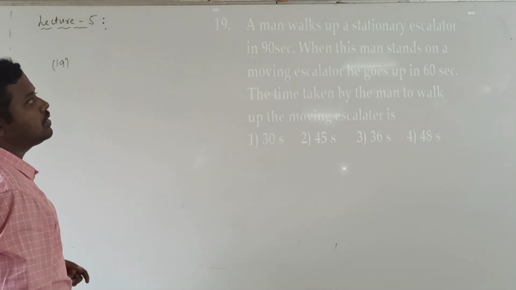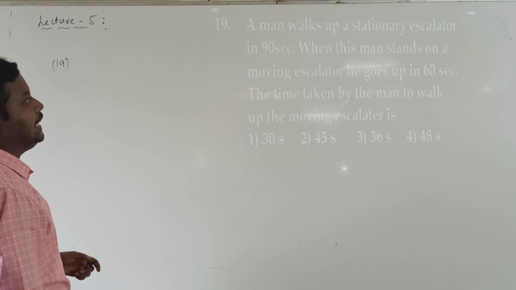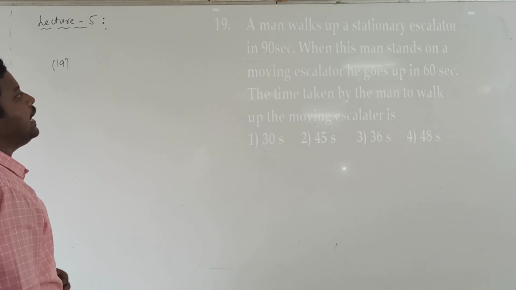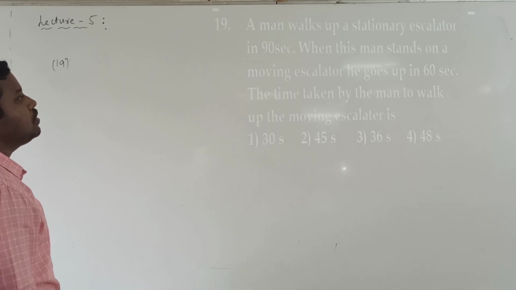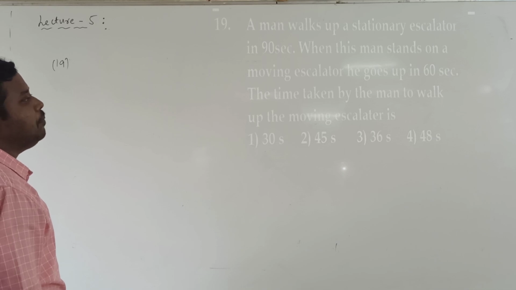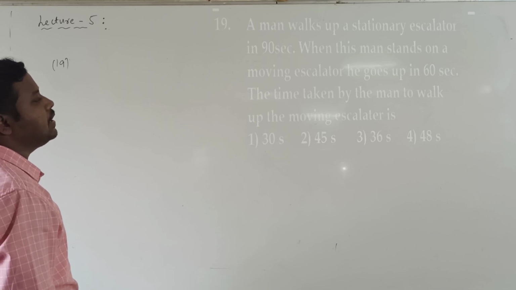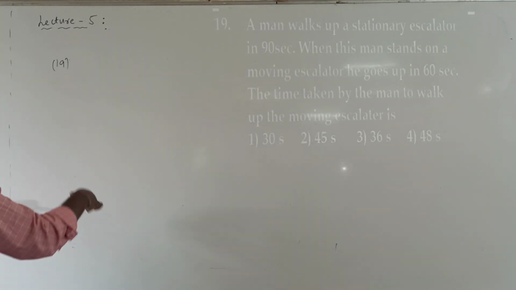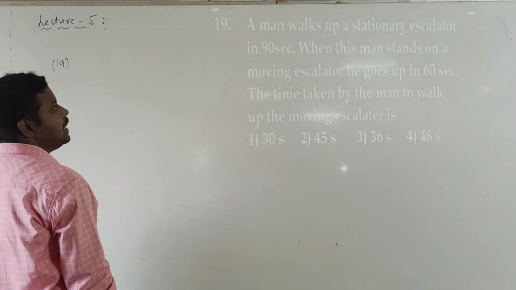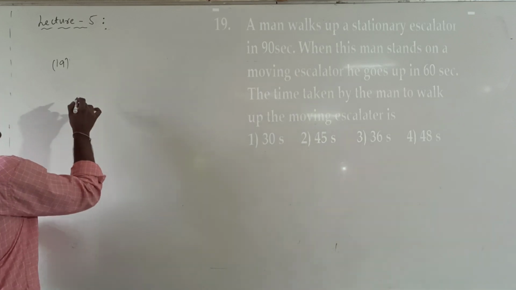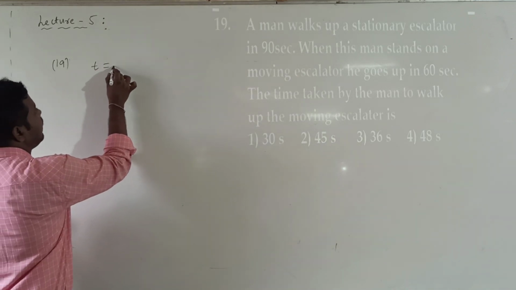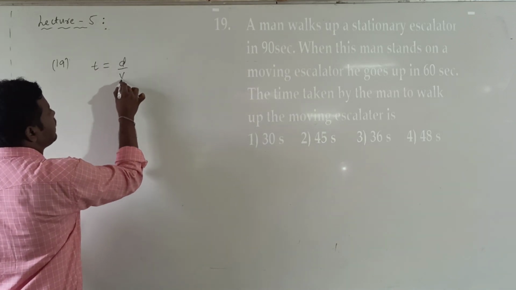A man walks up a stationary escalator in 90 seconds. When this man stands on the moving escalator, he goes up in 60 seconds. What is the time taken by the man to walk up the moving escalator? Initially the man is going on the escalator, but the escalator is at rest. So what is the formula for time taken? Time taken is equal to distance by velocity.